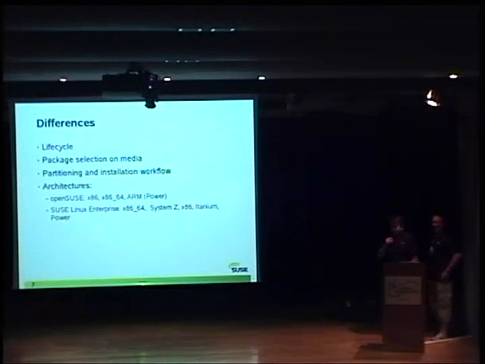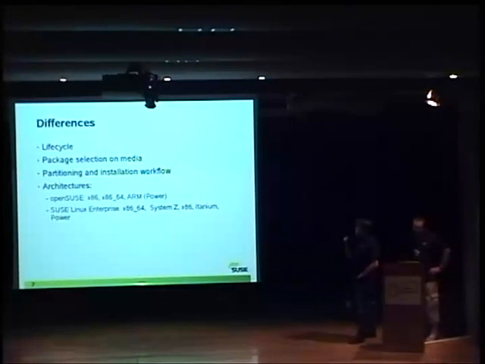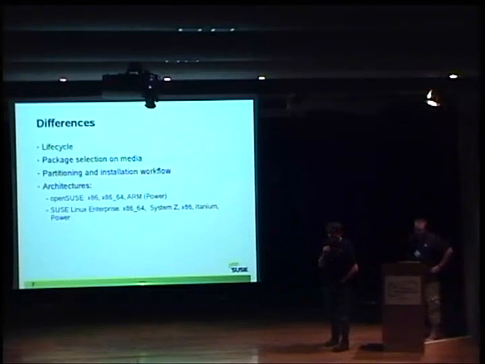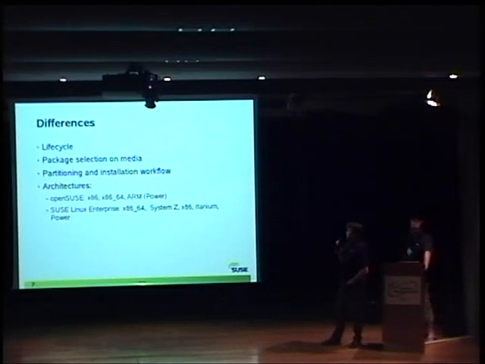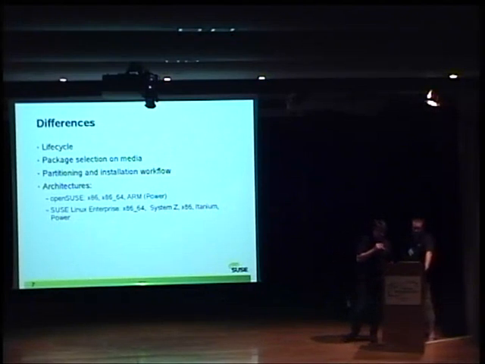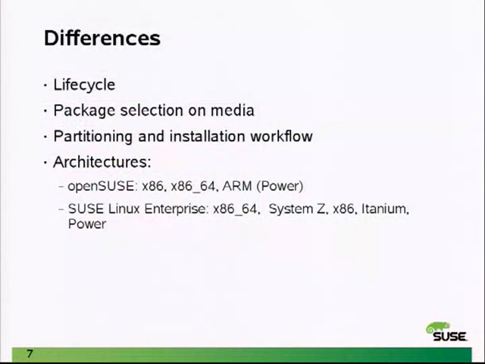So, I've talked a little bit about the similarities. And we have mentioned a little bit of differences because it would be awkward to have no differences. So you see the life cycle, we have talked about that, which is much longer for the enterprise products than for the OpenSUSE project. Of course, the package selection on media is quite different. OpenSUSE tries to avoid everything that's proprietary or closed software. On the enterprise, this is not possible. I give you a famous example.